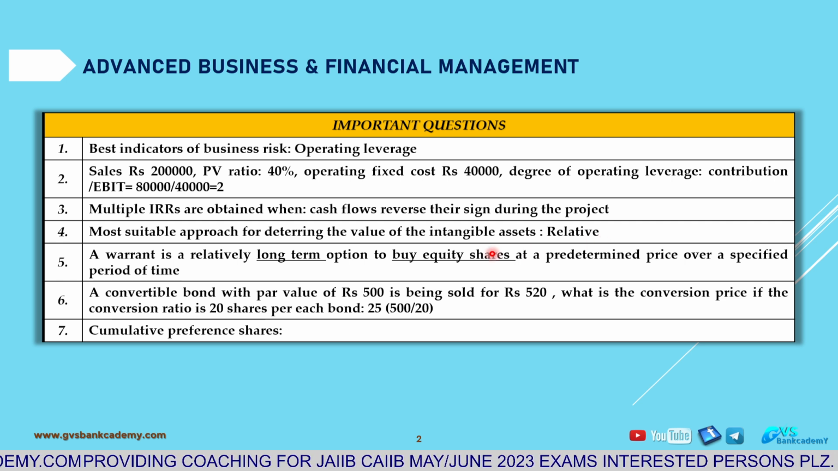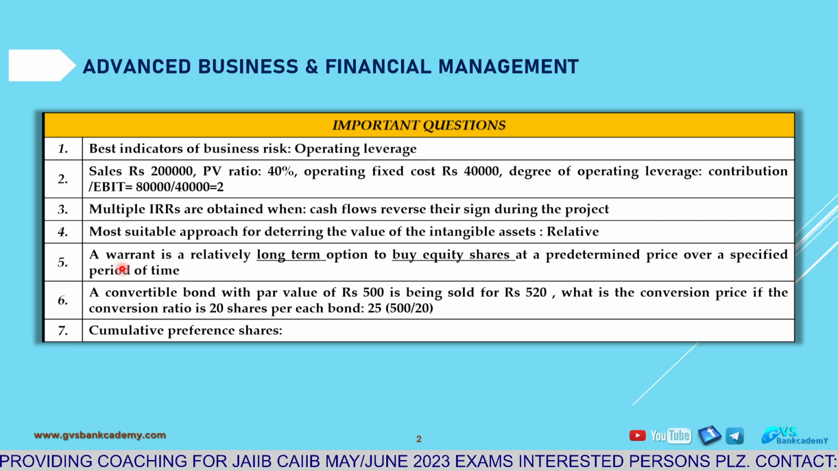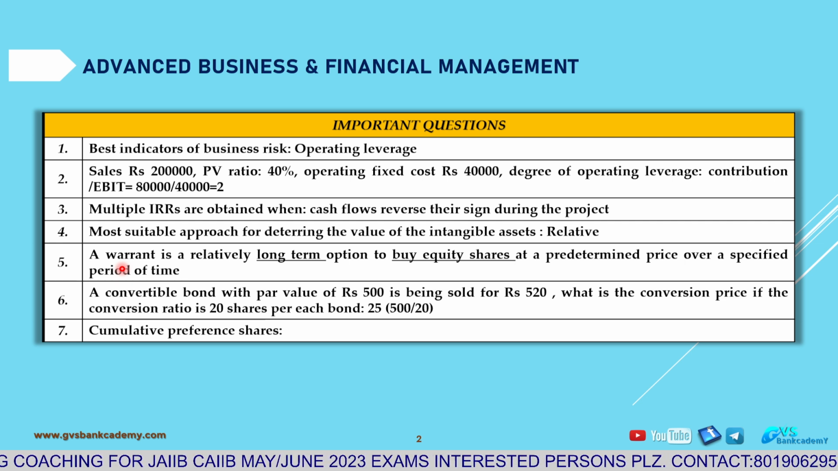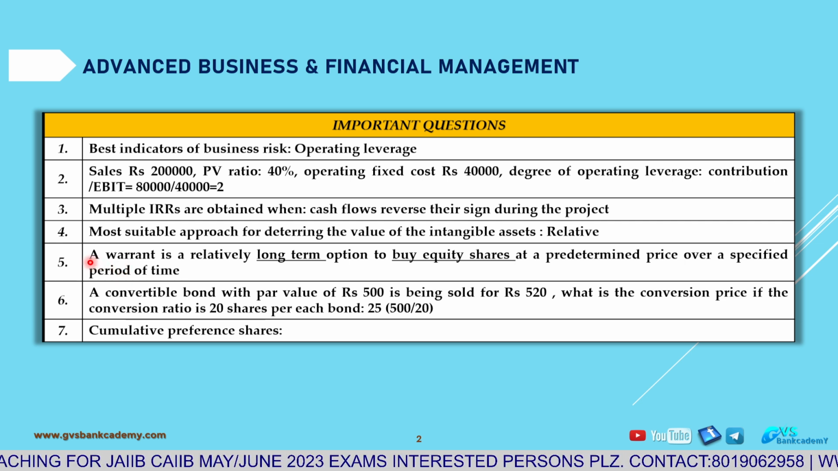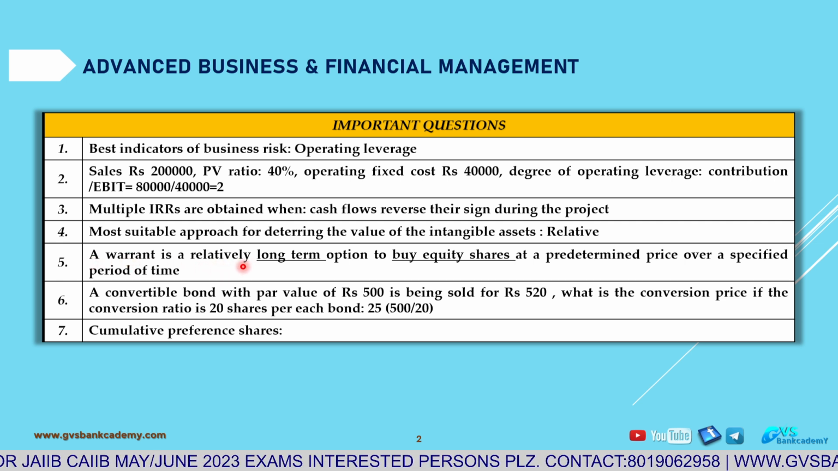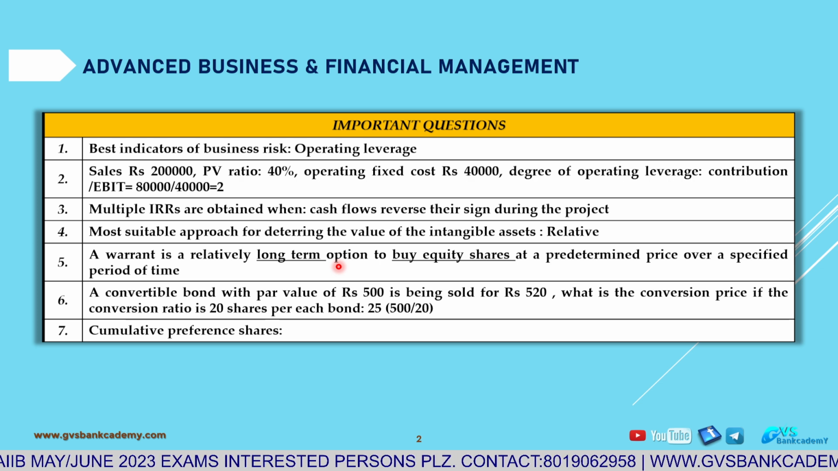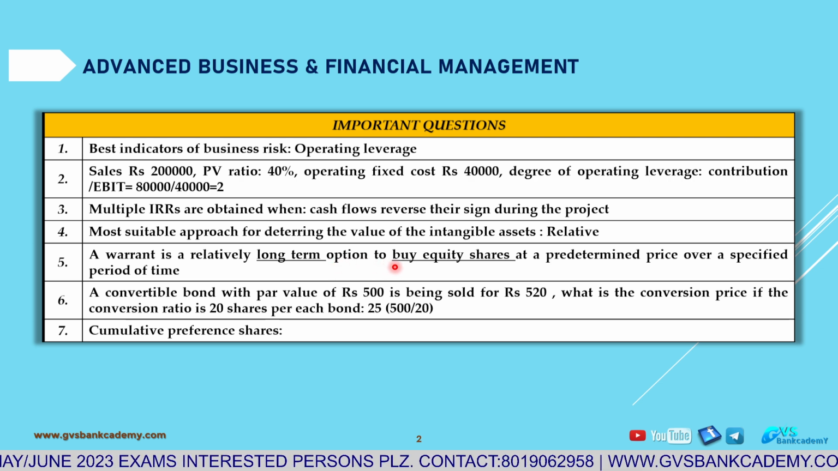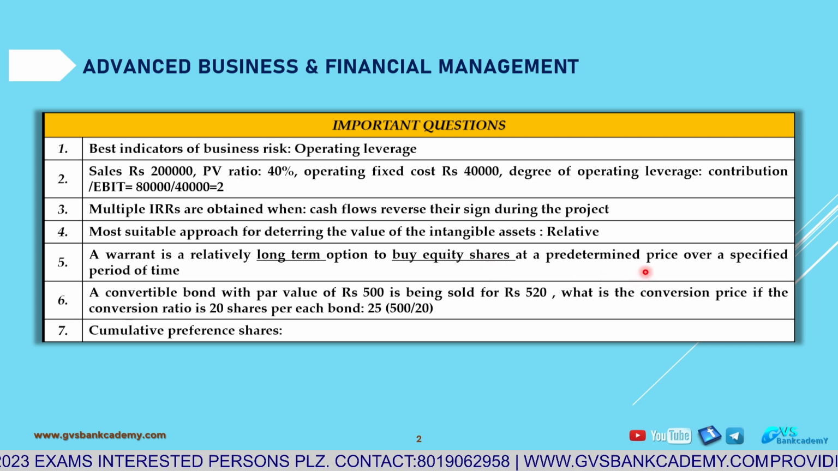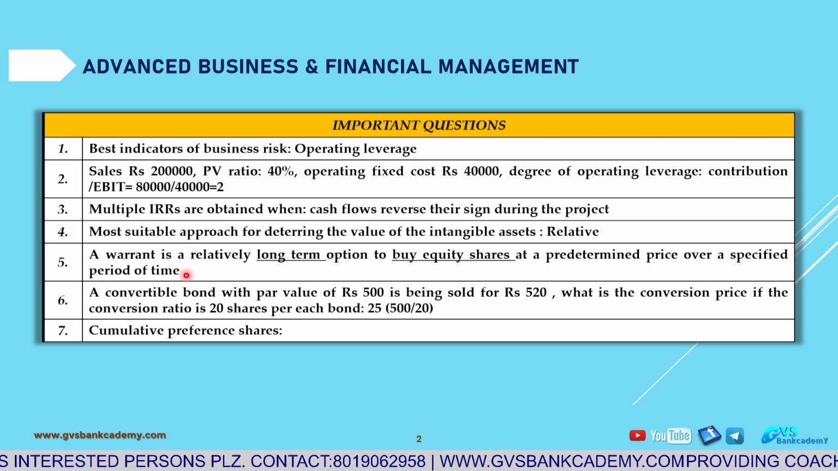A warrant. Warrant means some companies attach the warrant as a coupon to the shares. This is just like a coupon. The warrant is relatively long term. The coupon is for 5 years. The warrant holder has an option, a right to buy equity shares in that company at a predetermined price over a specified period of time. It may be 5 years, 4 years.